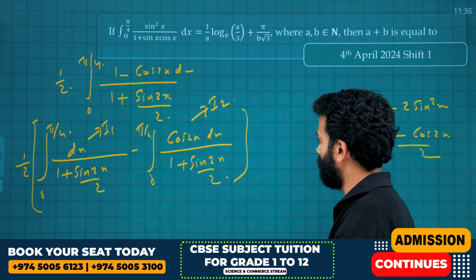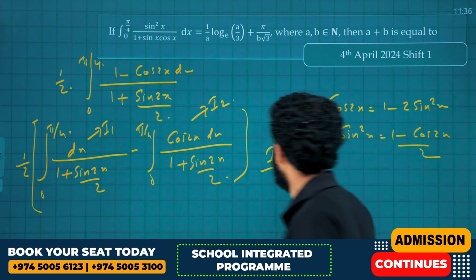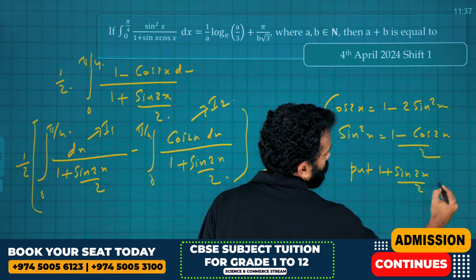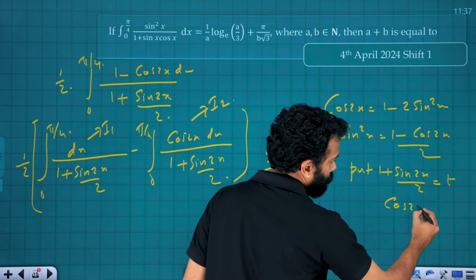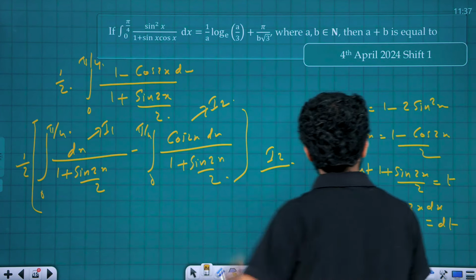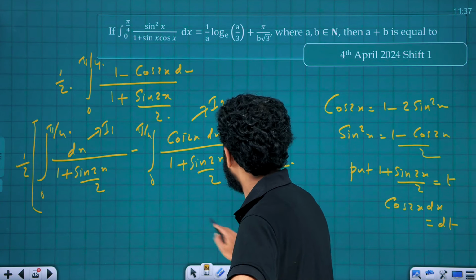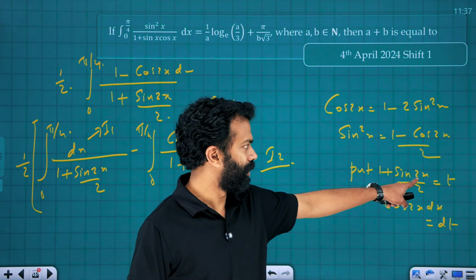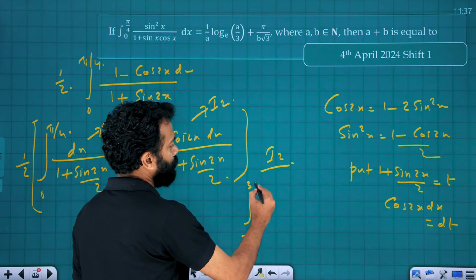I2 we can do directly. Put 1 plus sin 2x by 2 is equal to t. Therefore, cos 2x dx is equal to dt. The corresponding limits: if x is 0, then t is 1. If x is pi by 4, then sin pi by 2 is 1, so 1 plus 1 by 2 is 3 by 2. So the limits are 1 to 3 by 2.